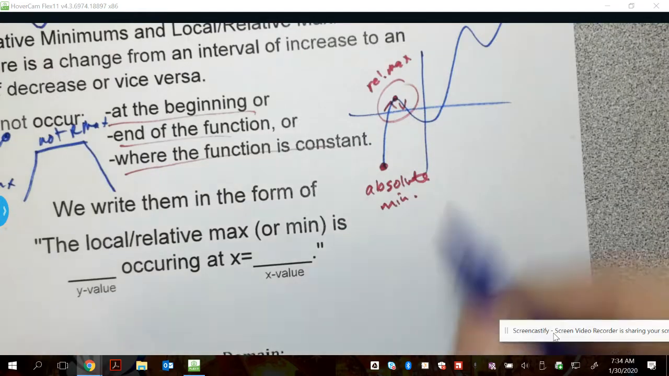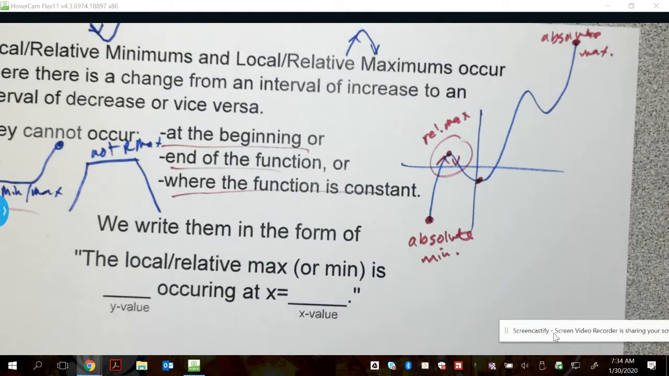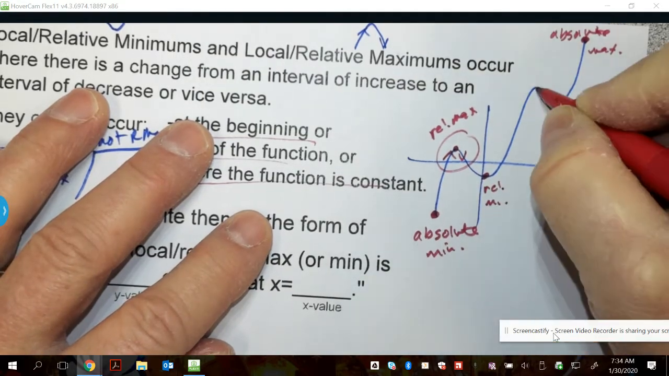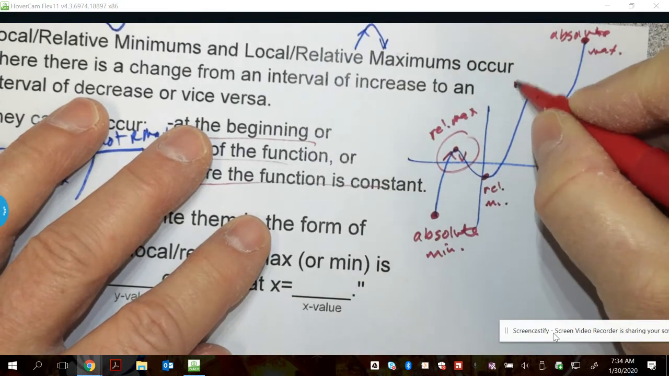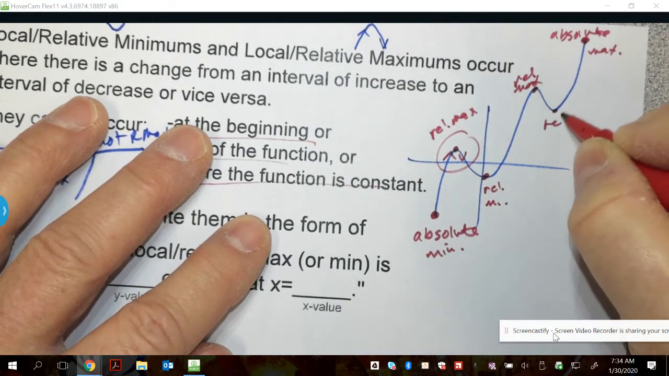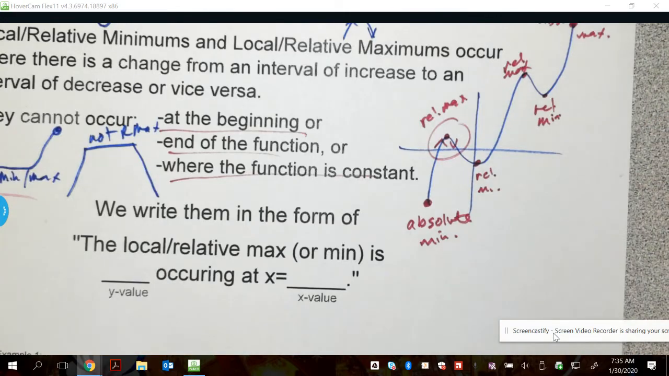What about this point right here? This one. What is this one? That's a relative min. Yep, that's a relative min. What's this one? Relative max. What's this one? Relative min. Is this easy? Yeah, that's what I need from you.